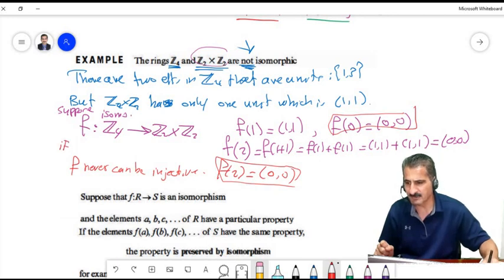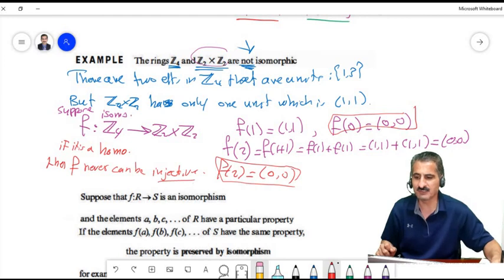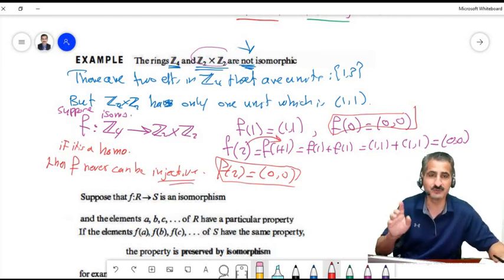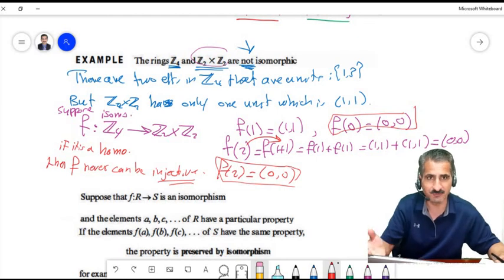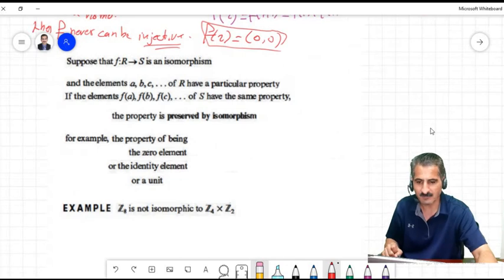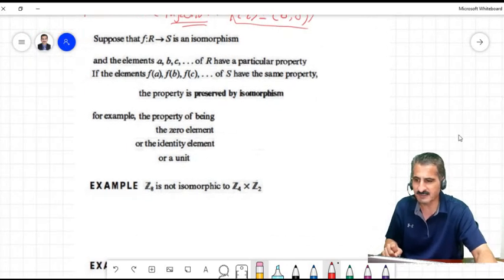If it is a homomorphism, then f can never be injective. We used the homomorphism property from here to here. So if you assume it is an isomorphism, then it is a homomorphism. Then we use that property, and we get a contradiction. Now this motivates us for the following.